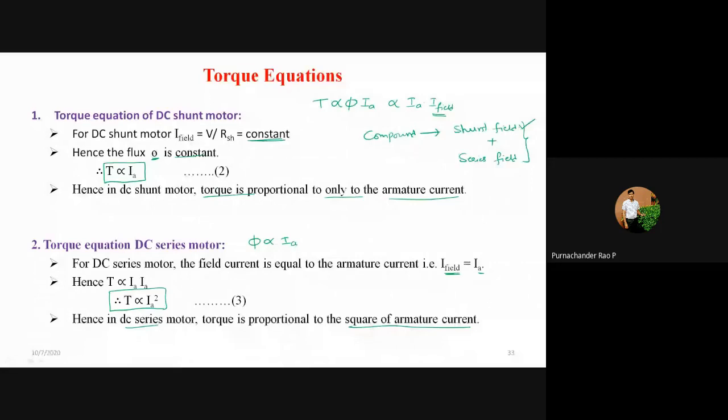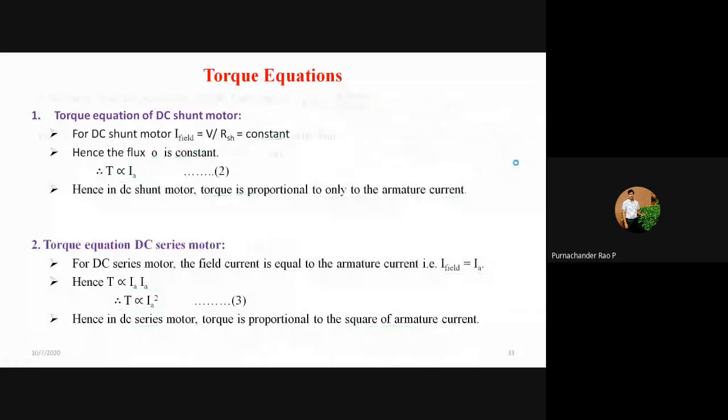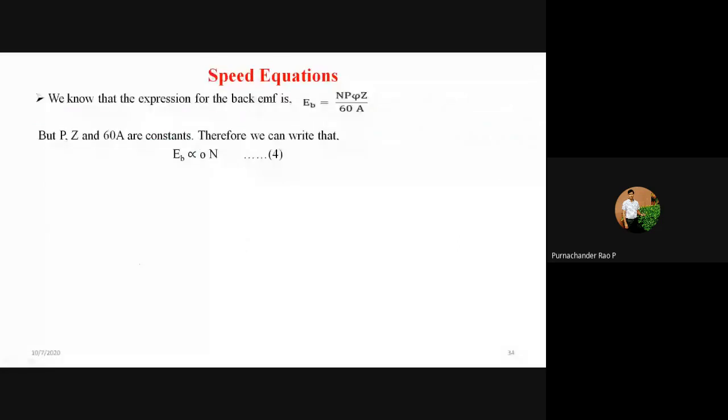Here also the torque developed will be proportional to the shunt field, so it is a constant, and you can have torque proportional to Ia only. So it depends on which field winding is dominating in a particular machine. That's why we are not going into detail about compound motors. Now, coming to the speed equations.